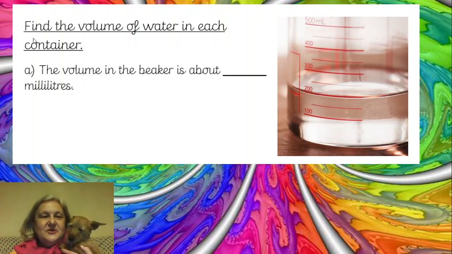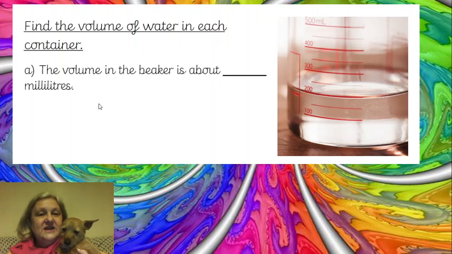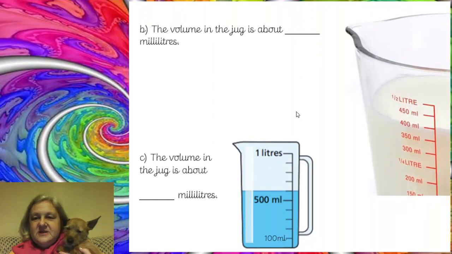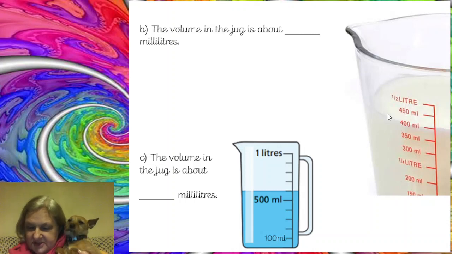So find the volume of water in each container. It might not be water as well, it could be, or it's liquid really. So you can read the scale. Some of them are real life ones. This one's a bit of a tricky one. It's milk and it's very white.